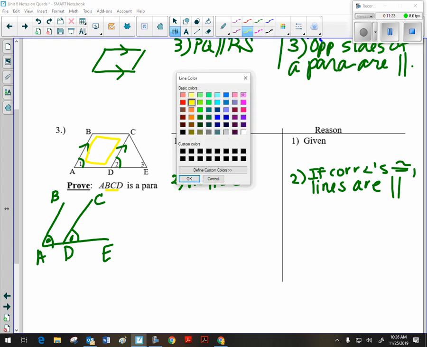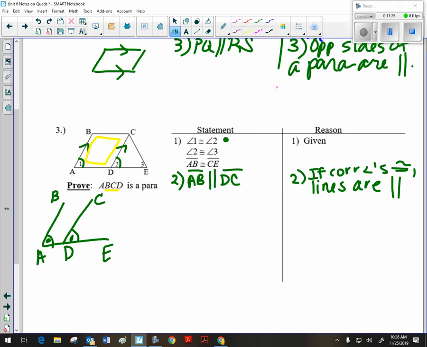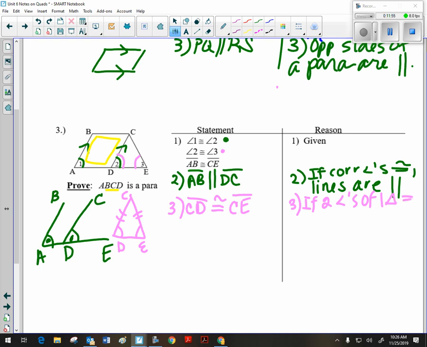And if I look at the other information that they give me, one of the things that I notice is that angle 2 and angle 3 are congruent. You may say, why would they give me those two angles? What I notice is those two angles are sitting in one triangle. And if two angles are congruent, the opposite sides are congruent. So I'm going to get that line segment CD is congruent to line segment CE. My reason, that same reason we've been using for quite a while now, if two angles of one triangle are congruent, the opposite sides are congruent.